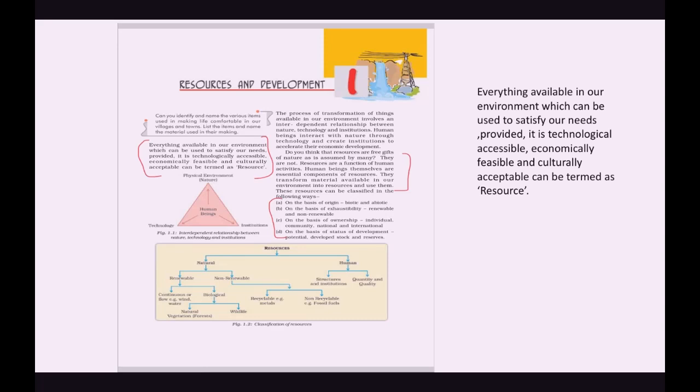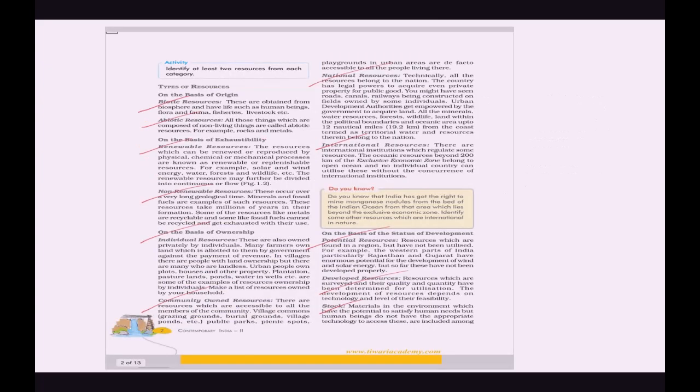Now the first main topic of this chapter is the classification of resources. They are dividing resources on different bases. The broad categories are on the basis of origin, on the basis of exhaustibility, on the basis of ownership, on the basis of status of development. Now we'll talk about these classifications in a broad manner.